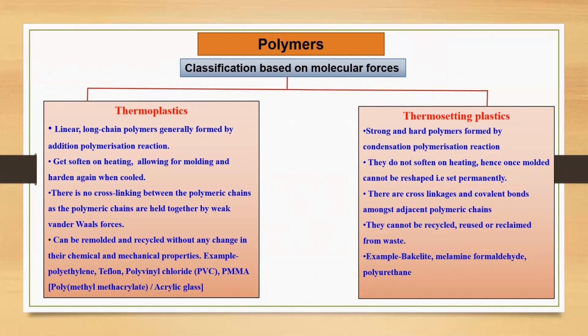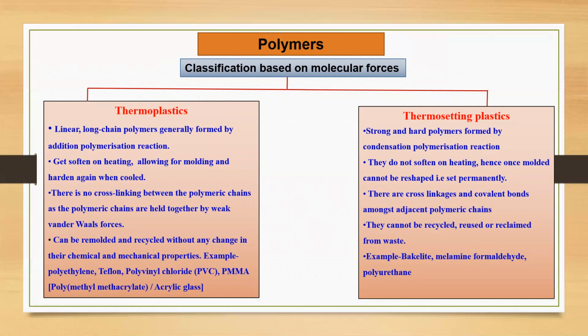Examples of thermoplastics are very common, that is polyethylene, polyvinyl chloride, whose uses are very obvious, and Teflon. Teflon is used as a coating in non-stick cookware that we use in our households. And PMMA, that is polymethyl methacrylate, is popularly known as acrylic glass. This is used as an alternative to glass these days because it is lightweight and shatter resistant. So this is a very important thermoplastic used these days as a substitute for glass.